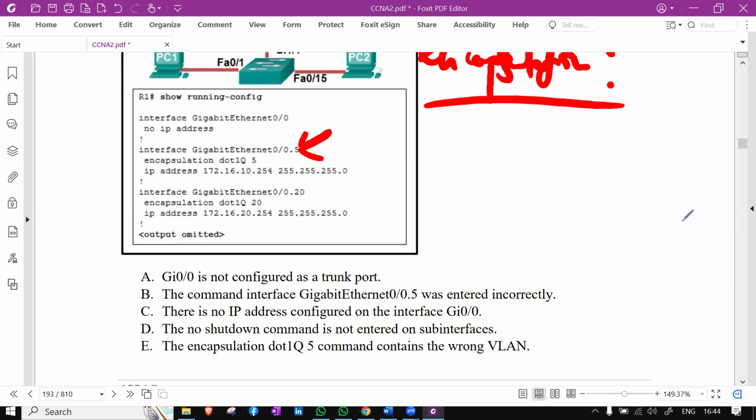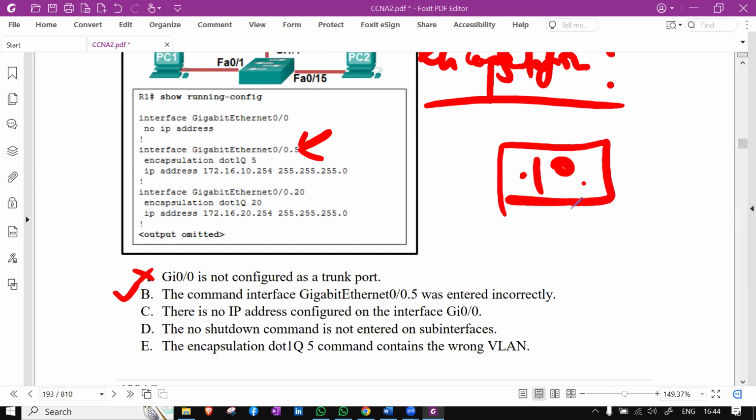So our answer here, A, no, B, no. Right. You can see B. You can take it as the answer if you do not know. The command interface GigabitEthernet 0/0.5 was entered incorrectly. You may want it to be corrected to .10, but that is the answer. I'm asking, it isn't that one, are you seeing it? No, I think it isn't. Answer E. The encapsulation dot1Q 5 command contains the wrong VLAN.